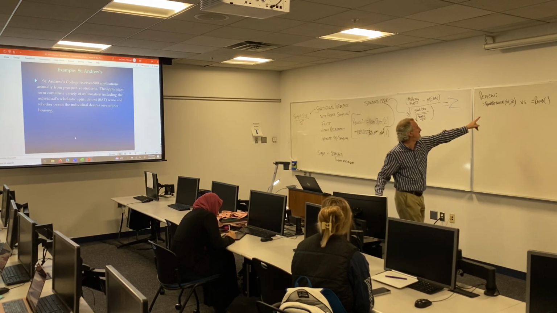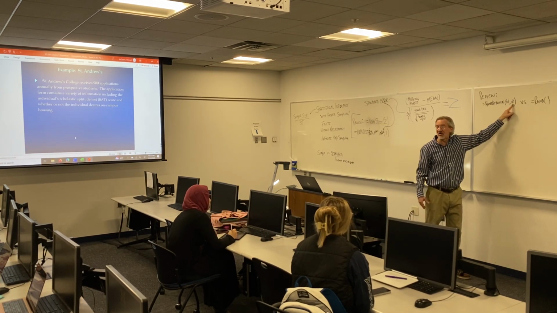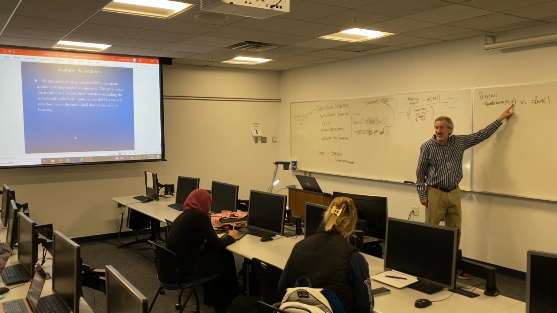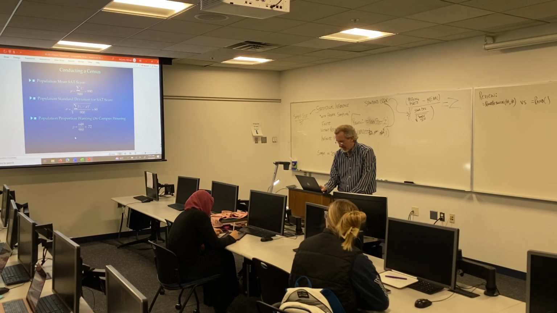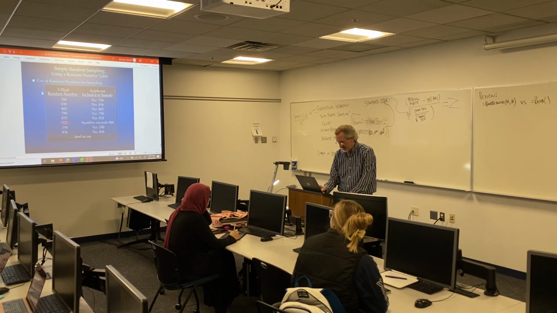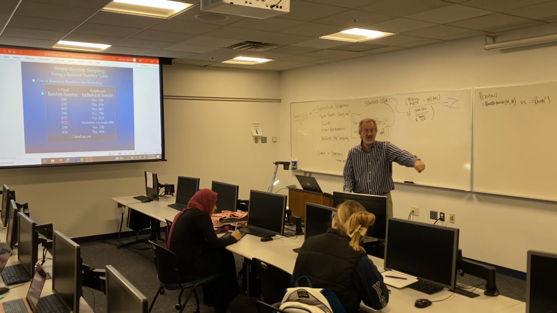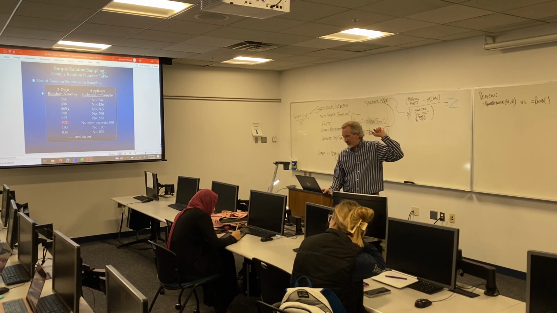We put the first number at 1, the last number at 900, because we numbered them 1 through 900, and we let Excel give us our numbers. So here are the numbers we got. There they are: 744, so we pull out number 744. 436, we pull that one out. And so on and so on.